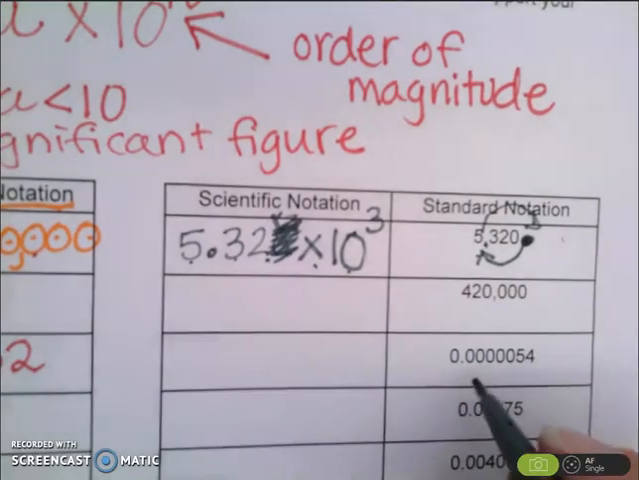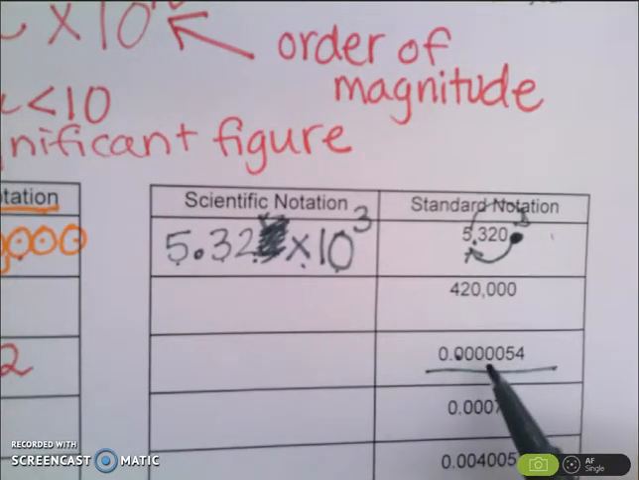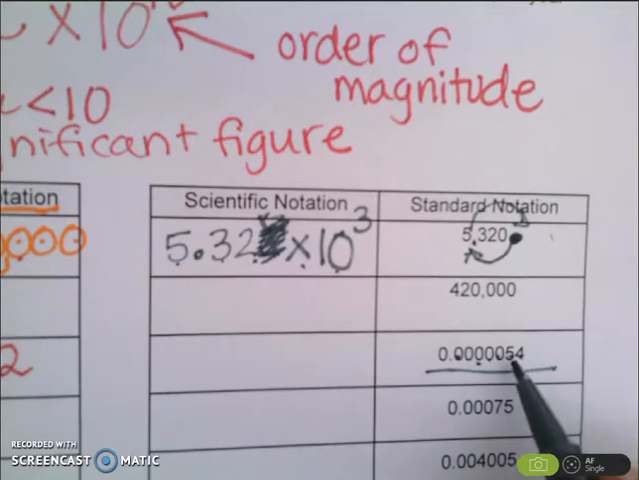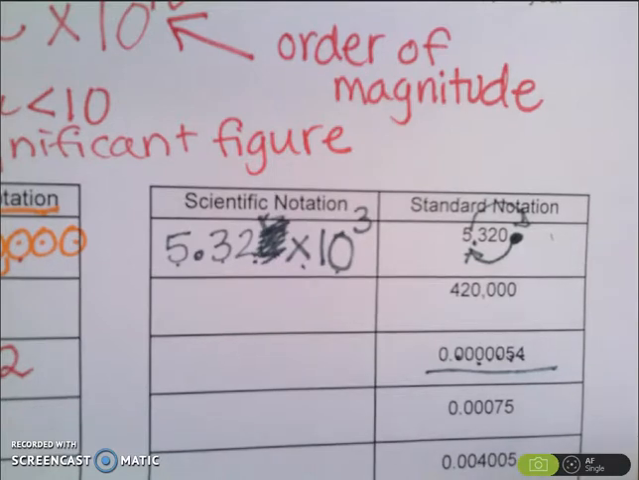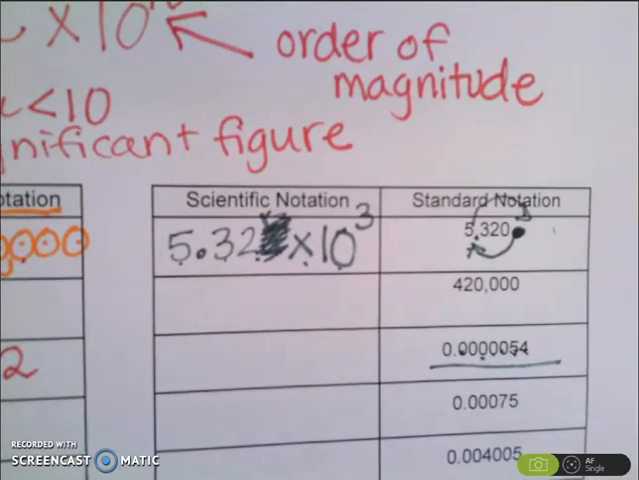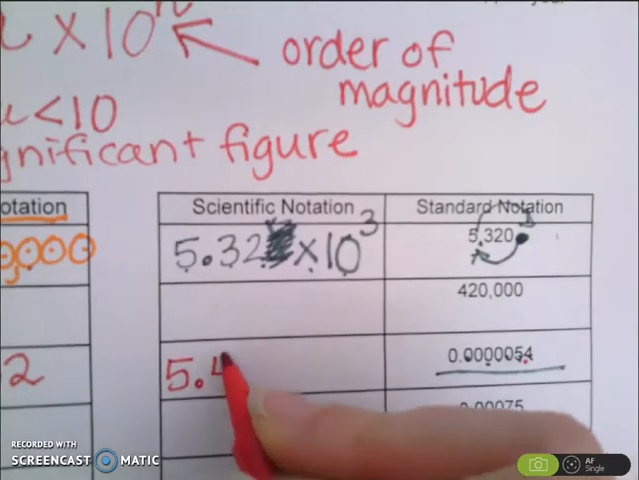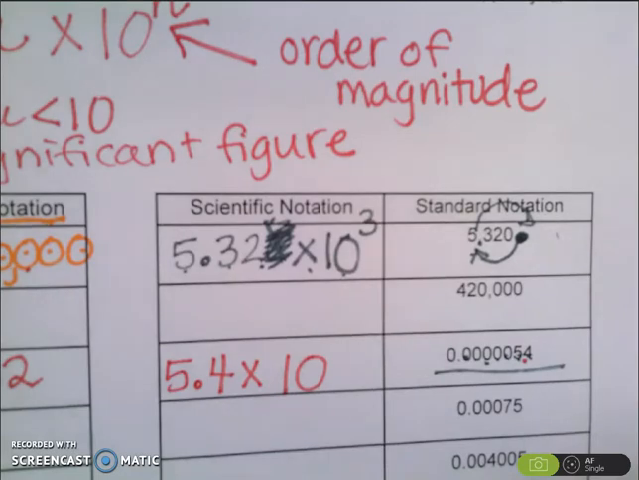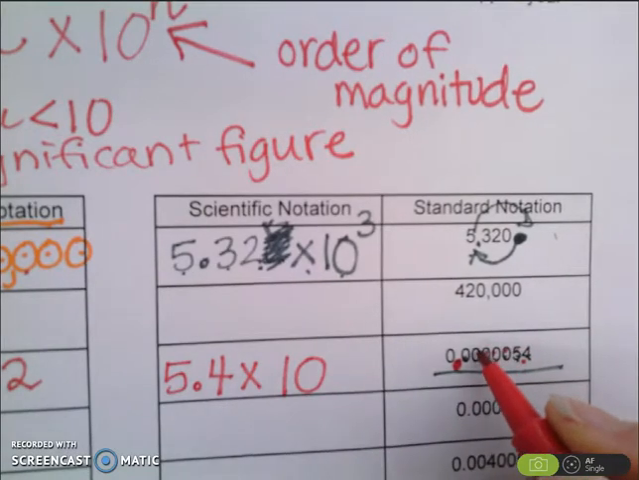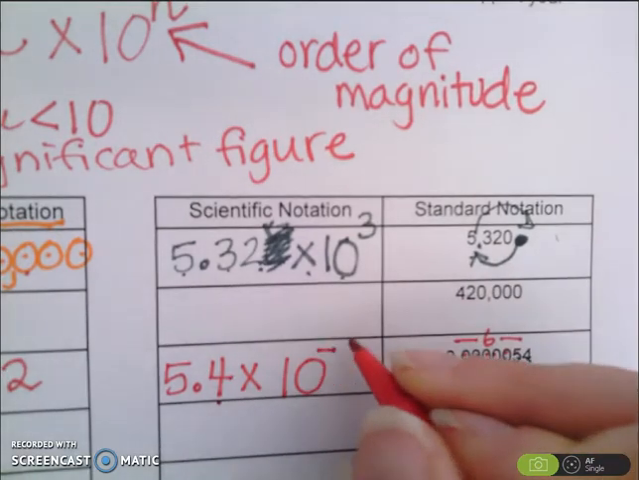Let's do one more. Let's do a very small number. What's this number? Let's count over by the decimal places. Tenths, hundredths, thousandths, ten-thousandths, hundred-thousandths, millionths, ten-millionths. So this is 54 ten-millionths. Interesting. Really small. If I need to get my significant figure to be 1 or bigger but still less than 10, my decimal point is going to be 5.4. I know it's going to be times 10 to some power. And I need to go back to where my original decimal point is. There's 1, 2, 3, 4, 5, 6 decimal places. So that means this is 5.4 times 10 to the negative 6.